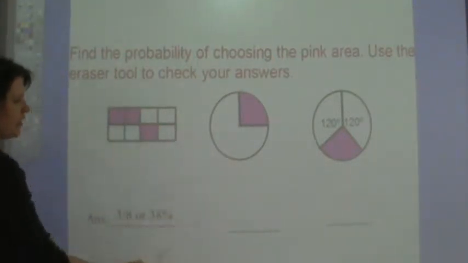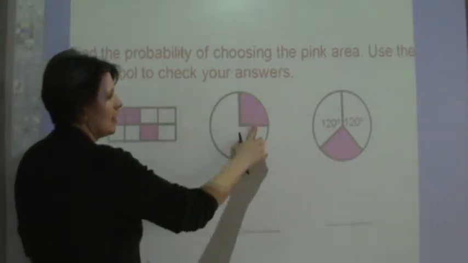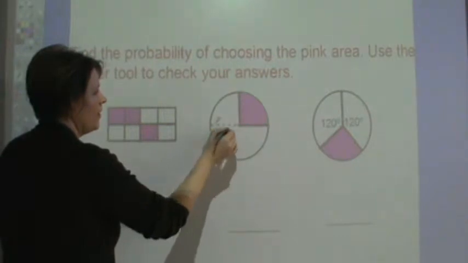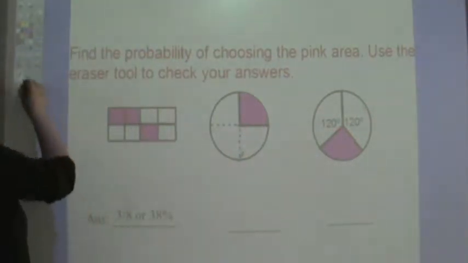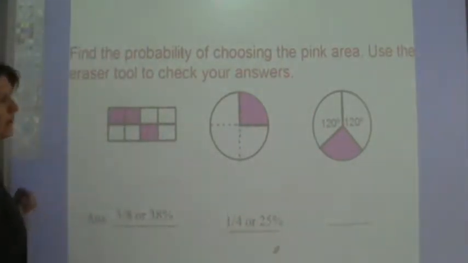So this is pretty straightforward, okay? Just like the regular probability was. All right, here we've got 1 pink area. Well, if I divided this up, you can see that that would be 4 equal areas. So my probability is going to be 1 out of 4.